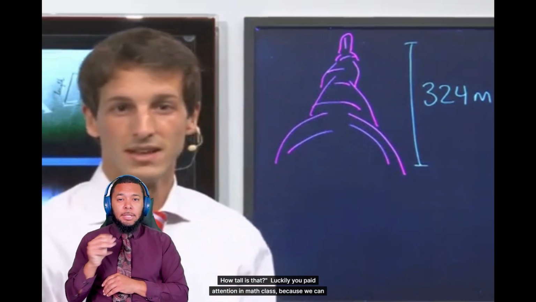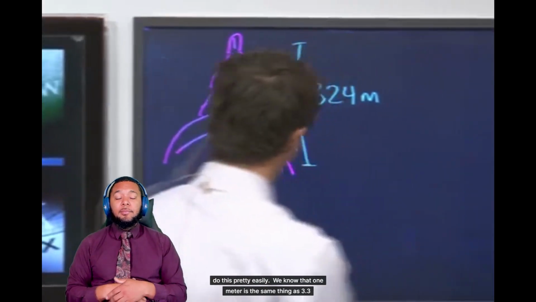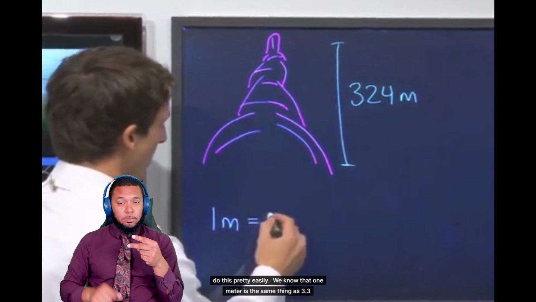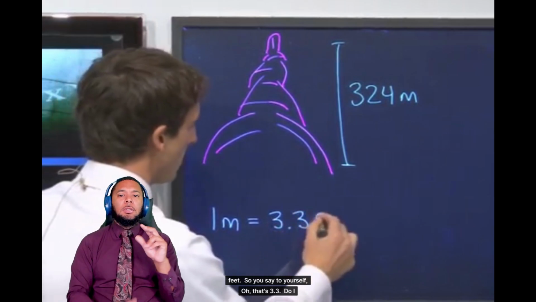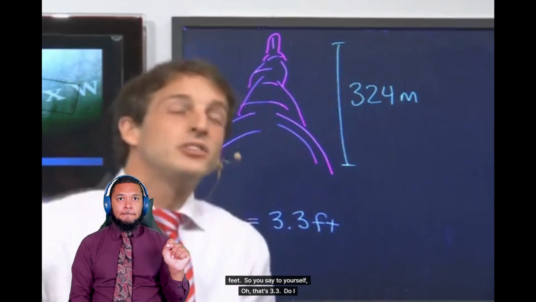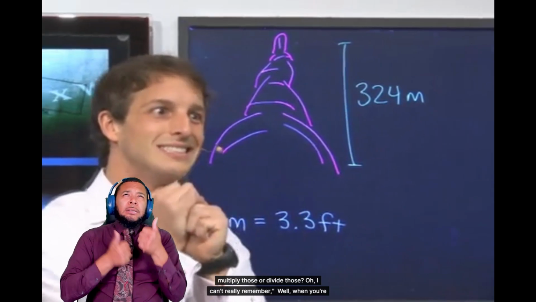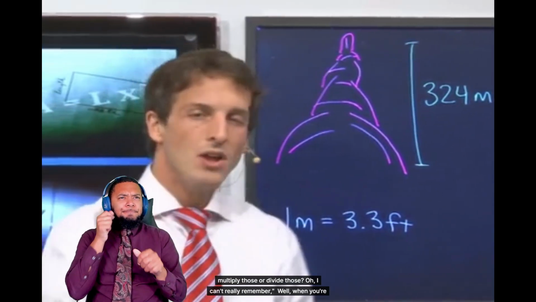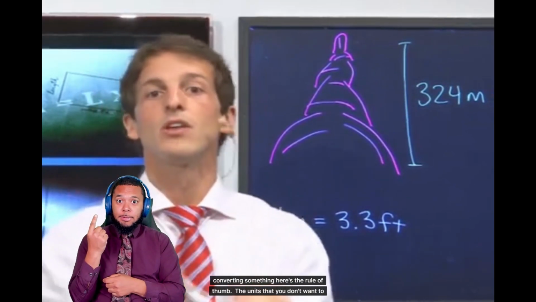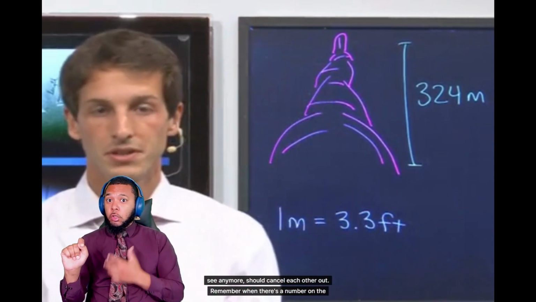Luckily, you paid attention in math class because we can do this pretty easily. We know that 1 meter is the same thing as 3.3 feet. So you say to yourself, oh, it's 3.3. Do I multiply those or divide those? Oh, I can't really remember. Well, when you're converting something, here's the rule of thumb. The units that you don't want to see anymore should cancel each other out.